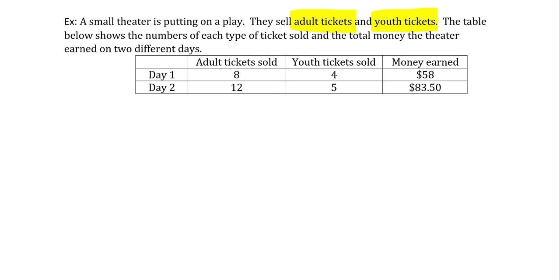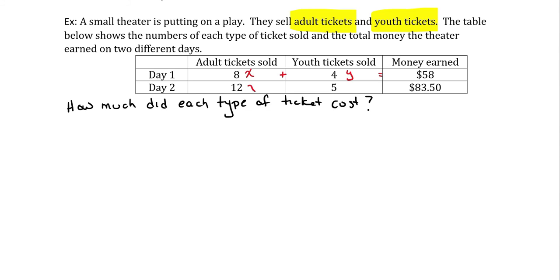And let's see, we probably need a question in here. How much did each type of ticket cost? Right, so how much did an adult ticket cost and how much did a youth ticket cost? So remember when we were doing this, one of the things that we did was we just kind of wrote these as x's and these as y's, and then we put in our equals sign. Hopefully this is coming back to you a little bit.